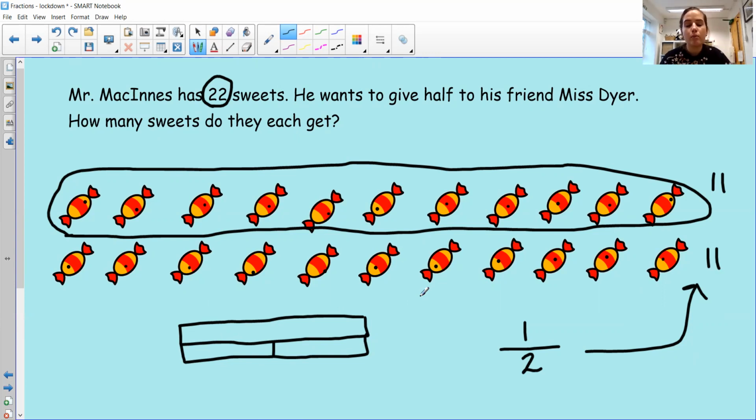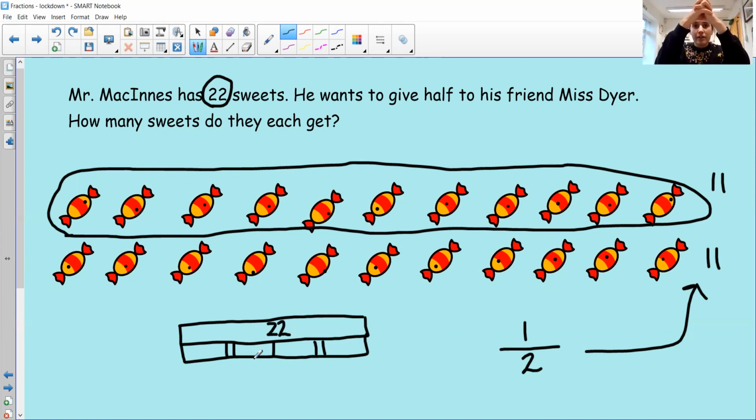So I want to know what's the whole amount of sweets before I separated them, before I shared them out. What's the total amount? Can you tell me? Brilliant, 22. Let's write in 22. How many did I get? I got 11. And how many did Mr. McInnes get? He got 11 as well. So there you go. I've put my bar model in. My 2 parts, 11 and 11.